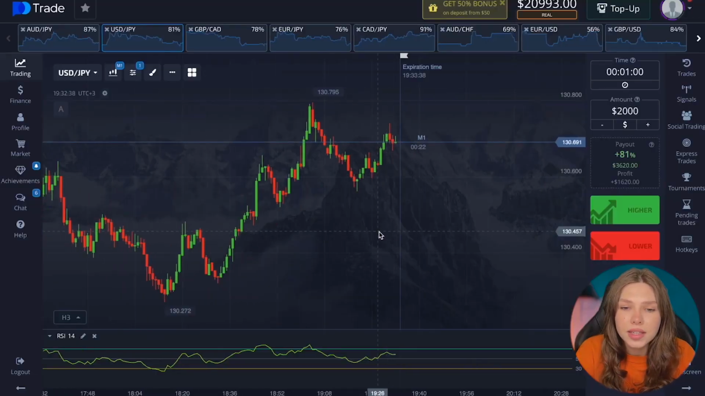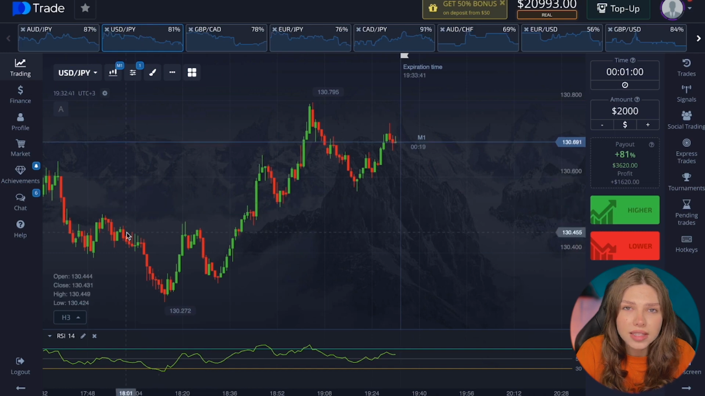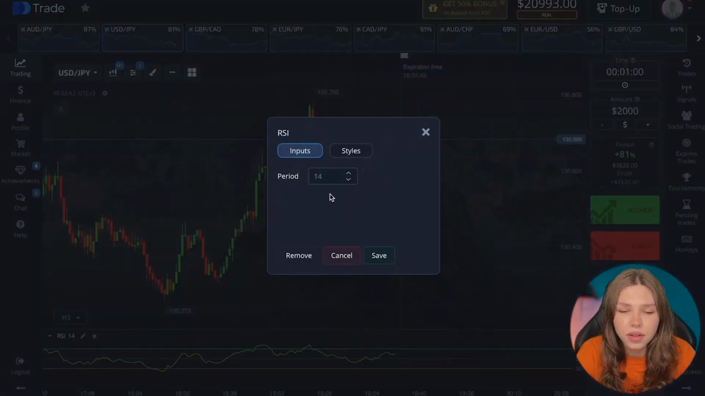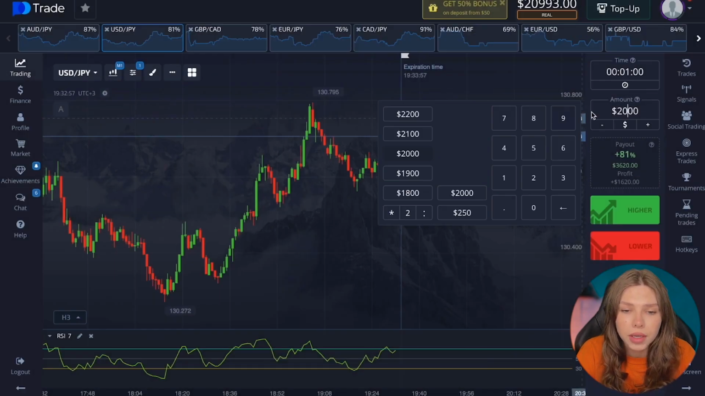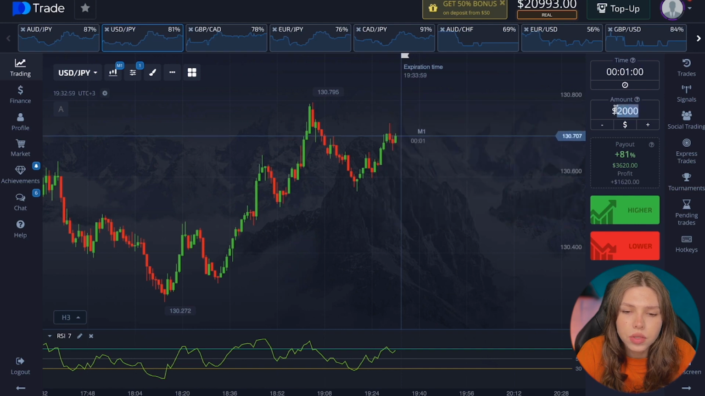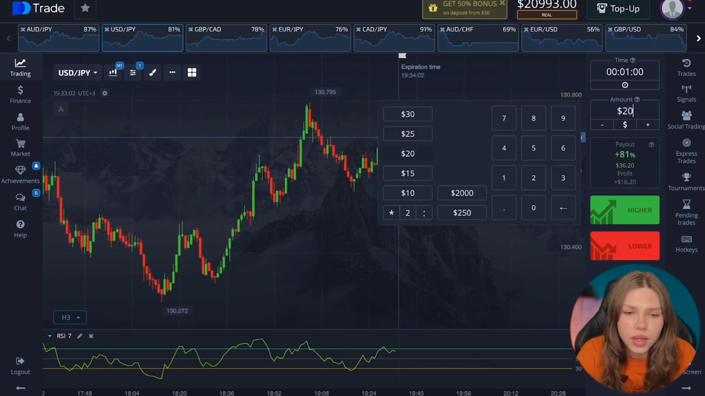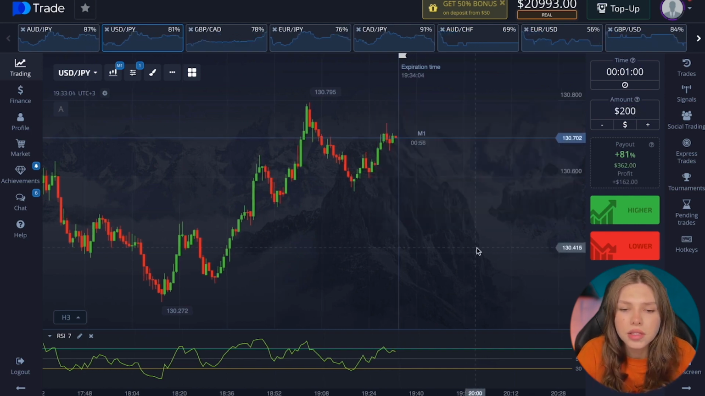So today we will study such a strategy as RSI. It is very simple. The first thing to do in my case is to set the period to 7 because we will have a trade for 1 minute. Well, our balance allows us to put $200 freely. So now I will explain how the indicator works.